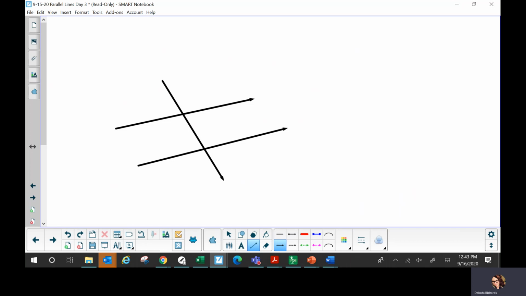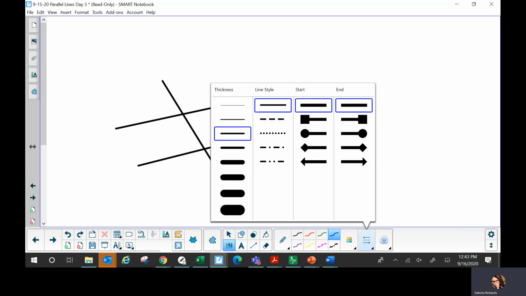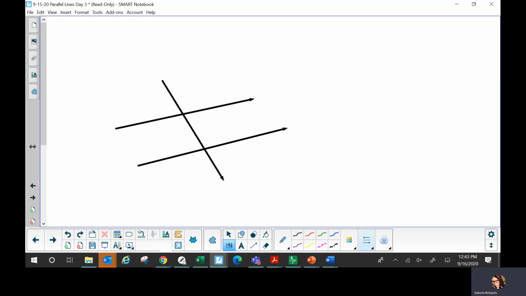All right, so let's see what they are. What goes up here? And then down here? 2x minus 23. Okay, so those are going to be same side interior. They're on the same side of the transversal, and they're on the inside of the parallel lines. So you set them equal to 180. So we're going to say 147 plus 2x minus 23 equals 180.